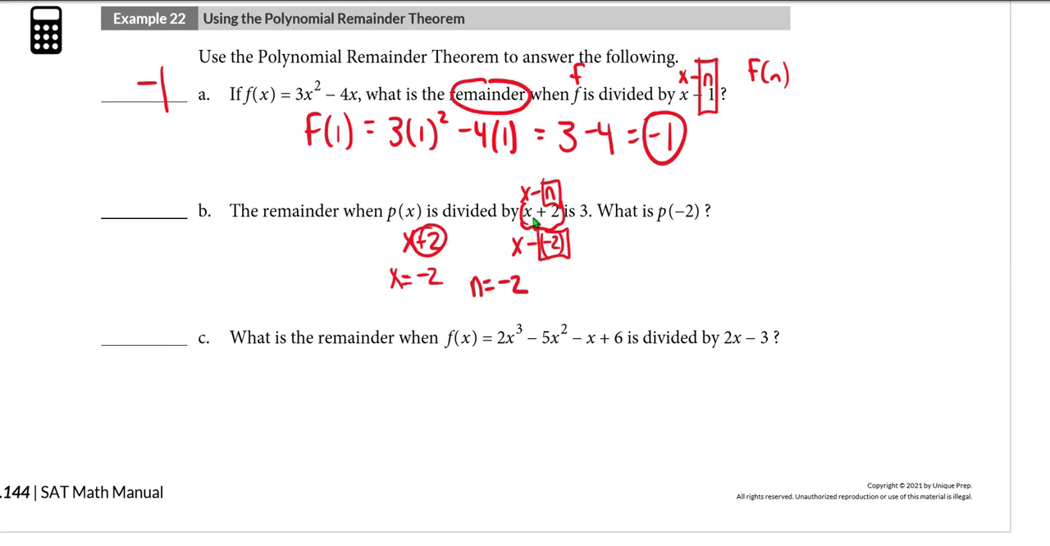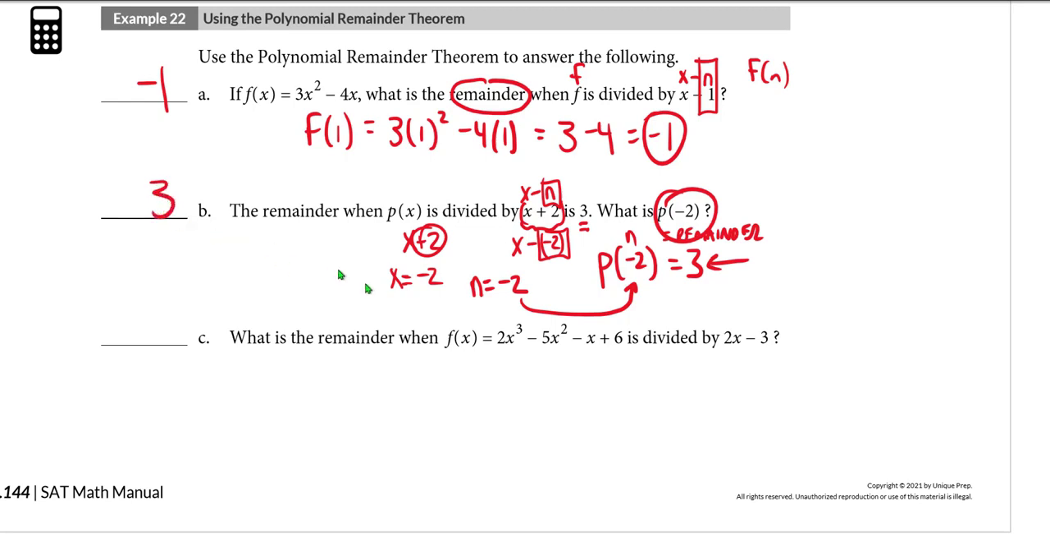They are telling us that the remainder when p of x is divided by x plus 2 is 3. That means that when negative 2, the value for n, goes into the p function, we should get out 3, because when we evaluate p at the n value, we get out our remainder. Well, guess what, folks? The question is just asking us what is p of negative 2. We know that p of negative 2 is 3. That one's a little bit of a brain bender. It might take a couple of times looking at it to have it all come together, but hopefully eventually it will.